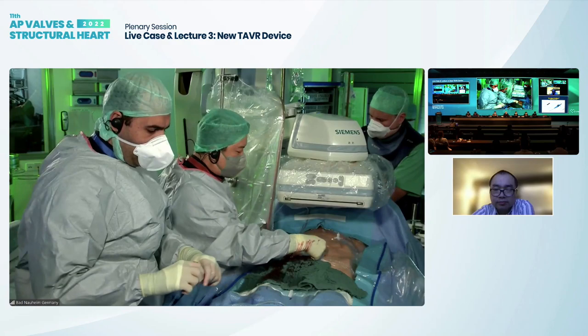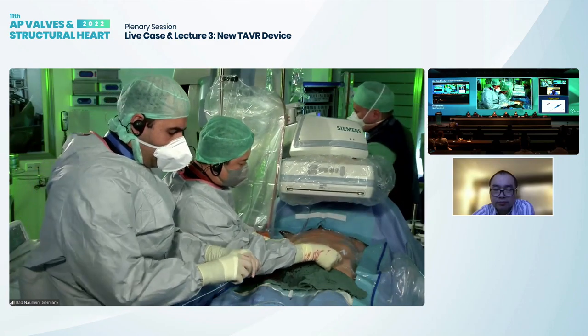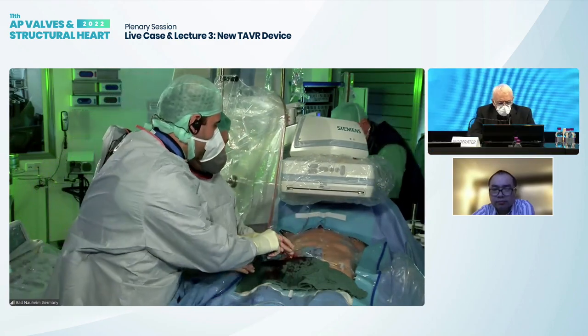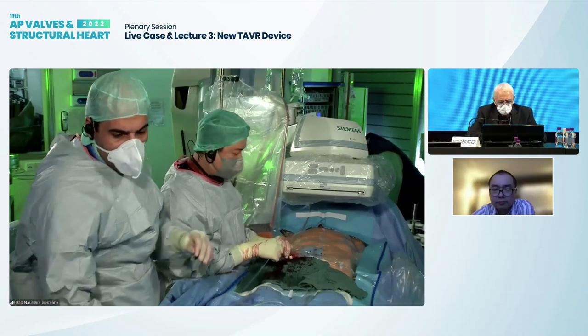Now we will administer Heparin. So you're maintaining an ACT of 250, basically? 250 plus minus.